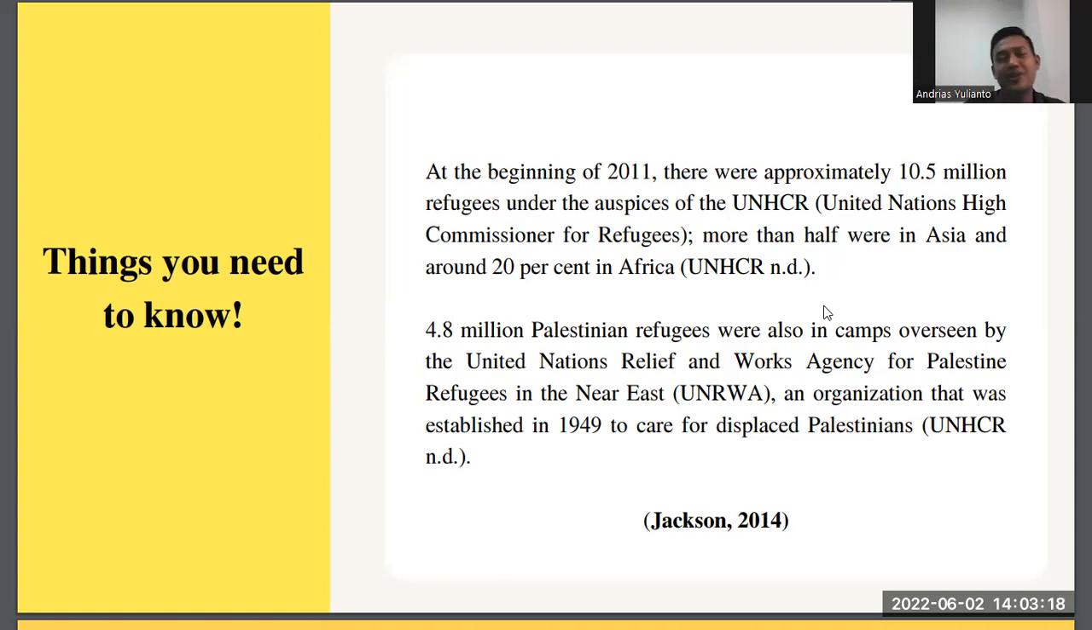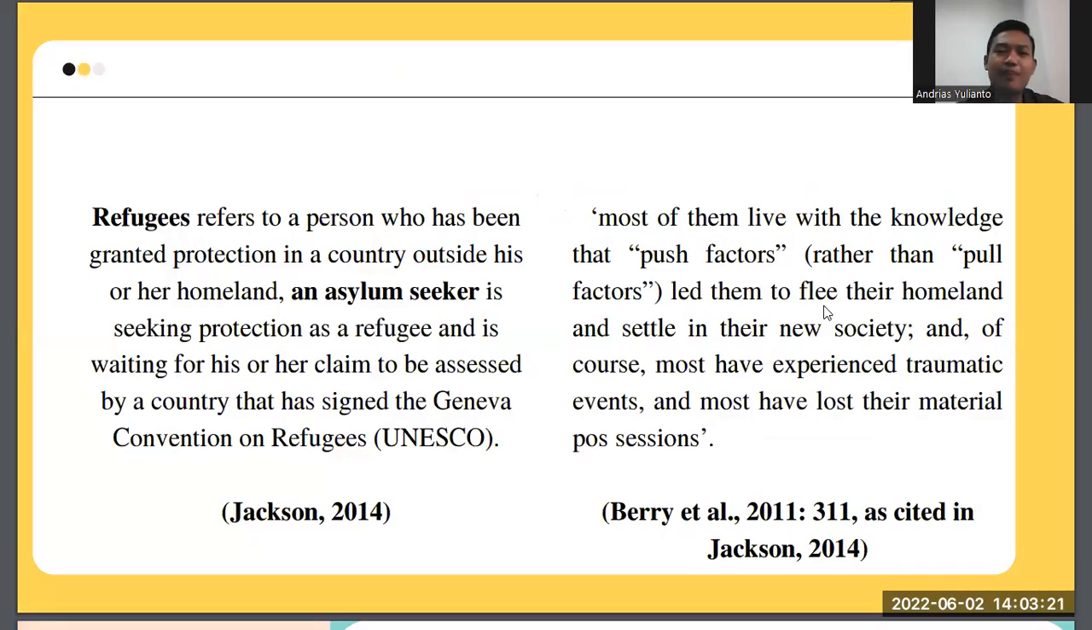The term refugee here refers to a person who has been granted protection in a country outside his or her homeland. An asylum seeker is seeking protection as a refugee and is waiting for his or her claim to be assessed by a country that has signed the Geneva Convention on Refugees. If successful, permission may be granted to settle in the new country for the refugee and asylum seeker.